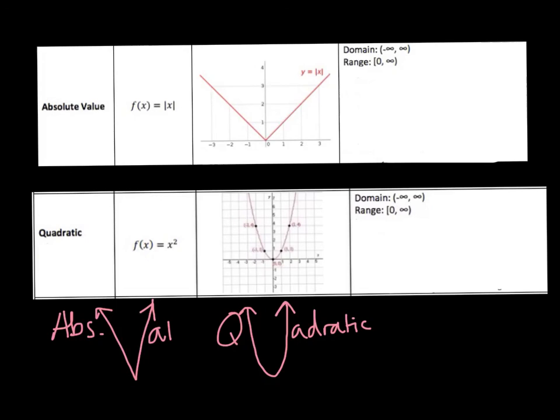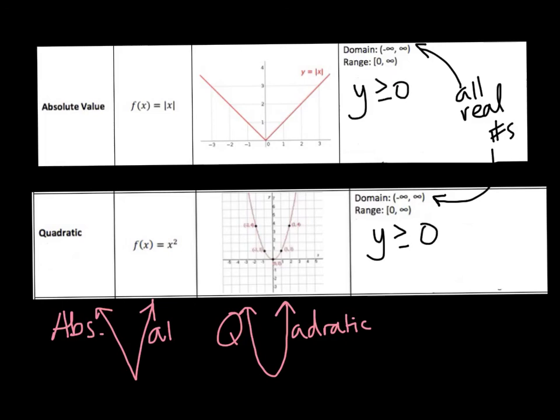We've got our all real numbers for the domain of both of them. You can see that on both. But their range, you'll notice, doesn't go into the negatives for these two functions. So another way to express the range would be to say y, because y is for the range, is greater than or equal to 0. And you can say that for both of these in this case.